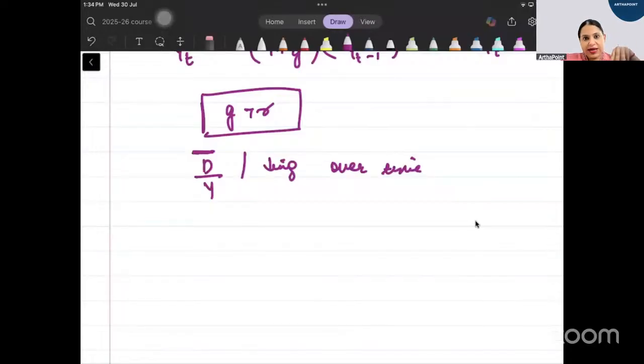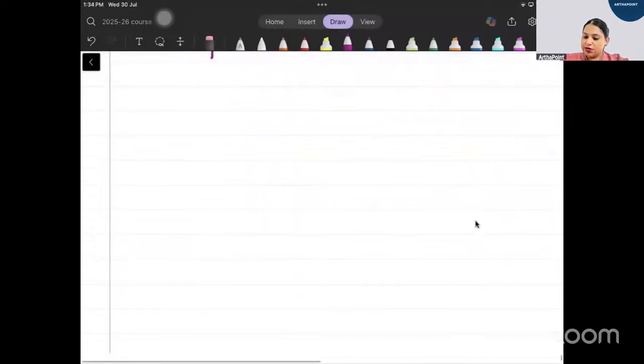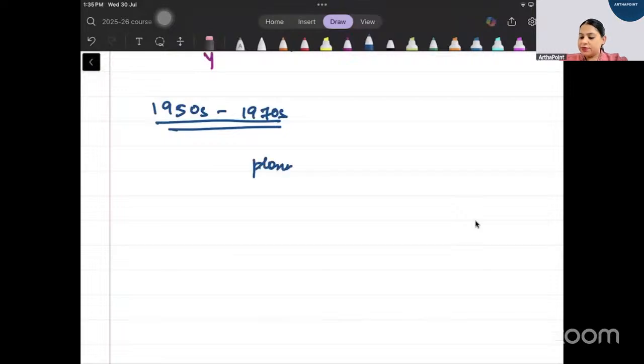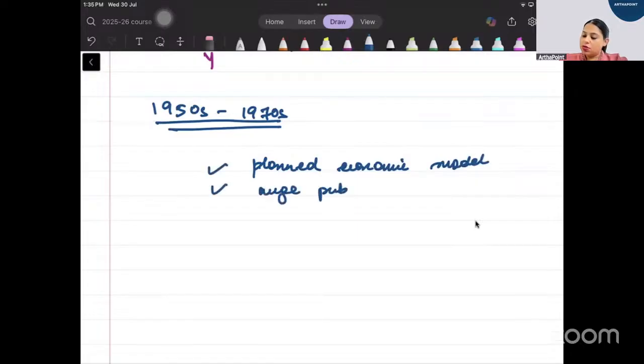Now, since I'm within debt sustainability, we also want to talk about different phases of India here, right? So the first phase that I have, that is 1950s to 1970s beta, right? This is, we know, the planning era and pre-reform era. So here we had a planned economic model, right? And there was huge public sector spending.